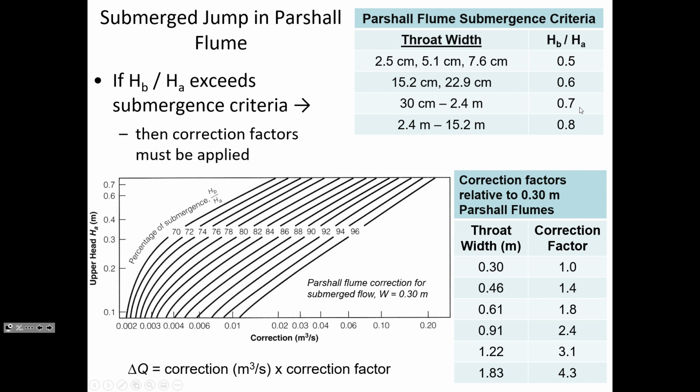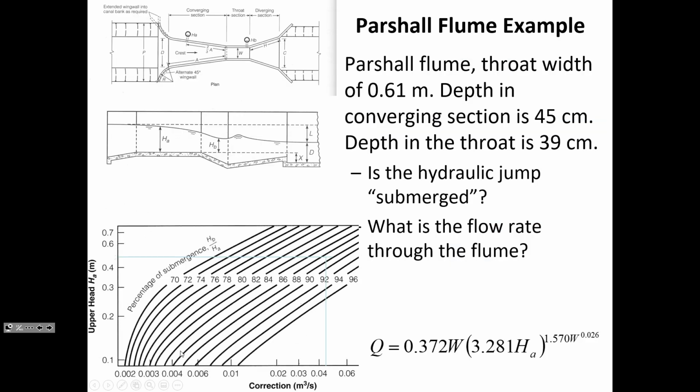So the limit for free flow, in this width range that we're in, is 70% submergence. What we have is 86% submergence. So it's not, unfortunately, going to be free flow. We'll have to calculate the free flow capacity, but then we are going to subtract out the delta Q.